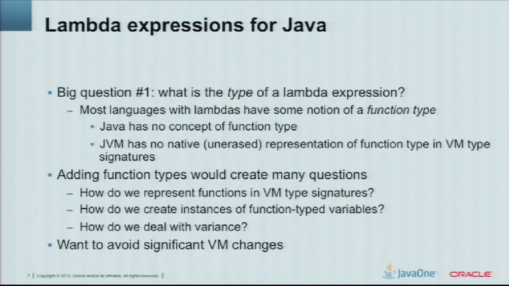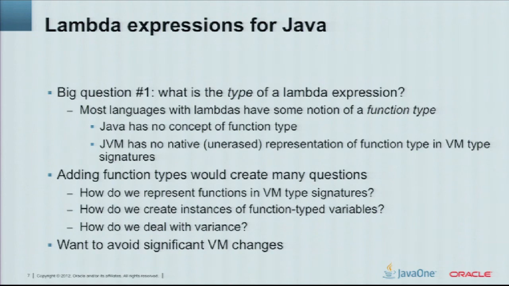How do we create instances? What kind of bytecode do we execute to create an instance of a function? And how do we deal with this mismatch between the language type system and the VM type system? Not only does the VM erase generics, but the language also has to deal with variants. We have things like function from ? super T to ? extends U, which is a variant function. The VM doesn't have a way of representing that. So these are all challenges.